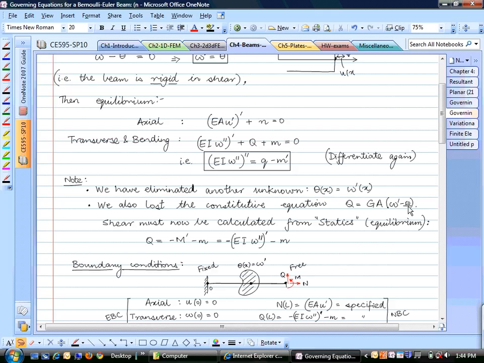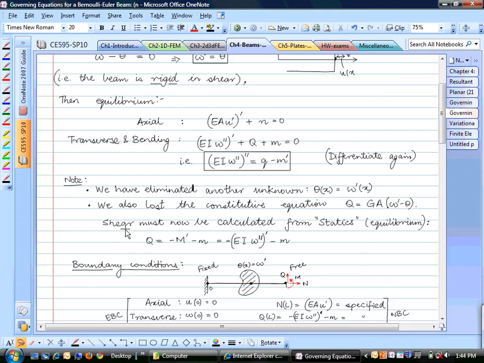We are saying that two adjacent cross sections cannot slip. That means that they are rigid. They cannot slip with respect to each other. So there is no need for this constitutive equation. In fact, this term goes to zero, and G, the shear modulus, goes to infinity. So you lose this equation.